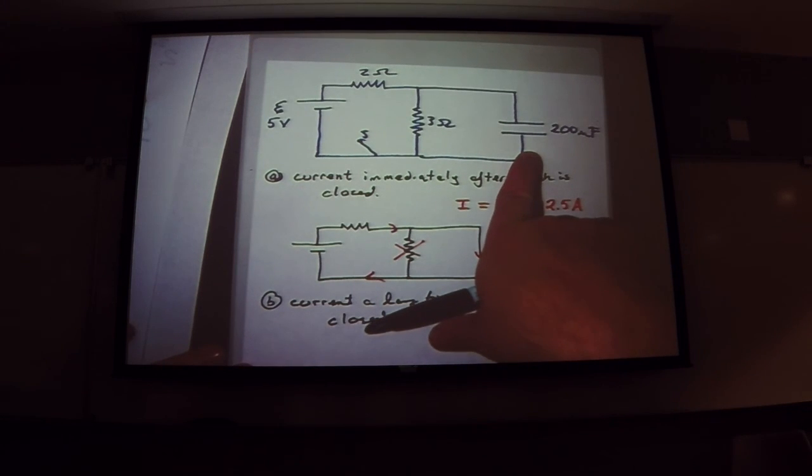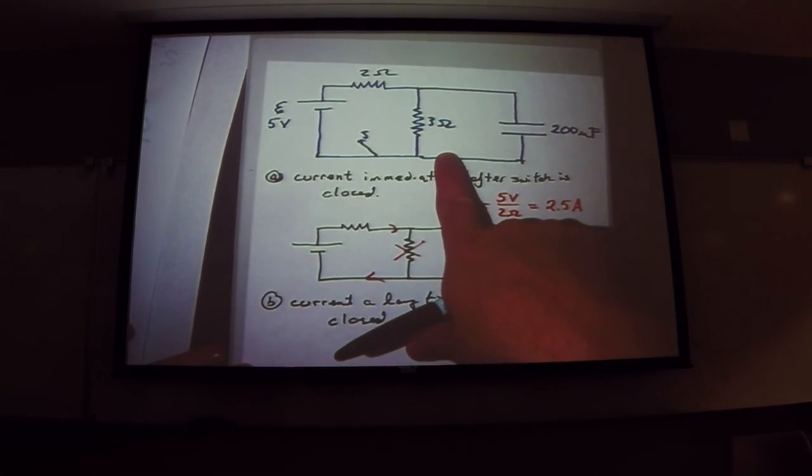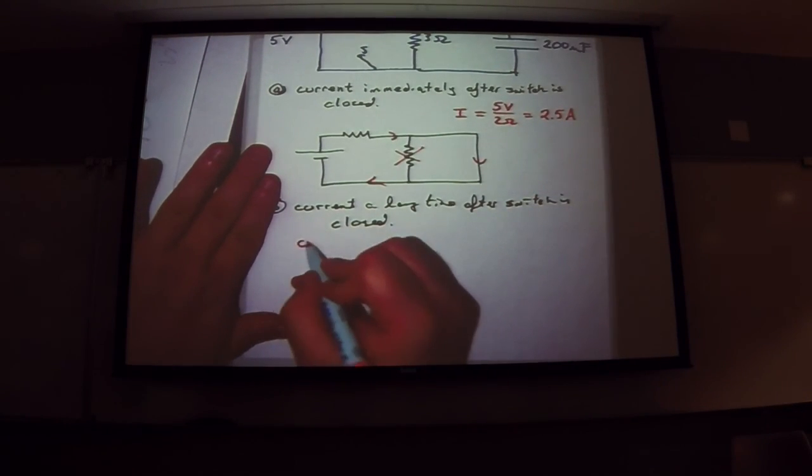Can current still flow in this circuit? Yes. But over the 3 ohms, it all has to go through the 3 ohm resistor. So current still flows in this circuit. It just all goes through the 3 ohm resistor. Okay? So this time, all the current flows through the 3 ohm resistor.